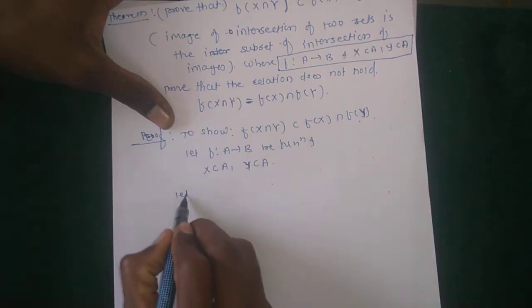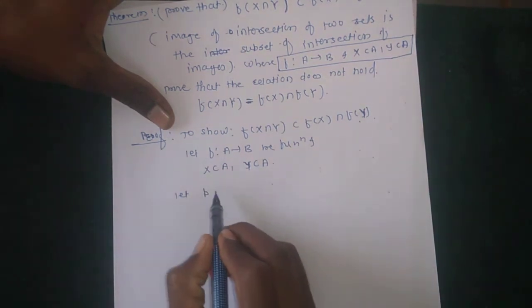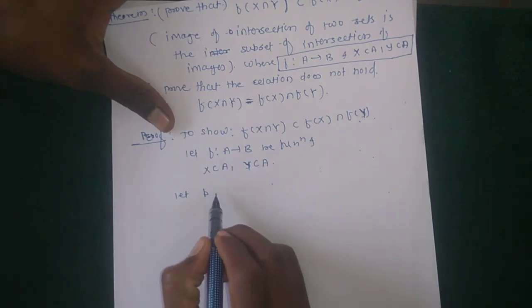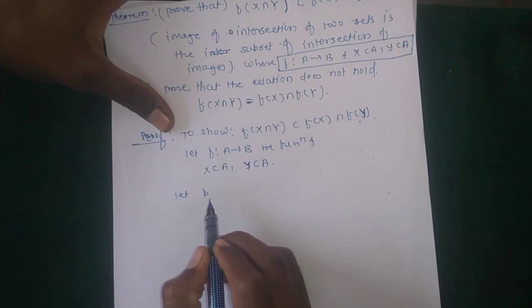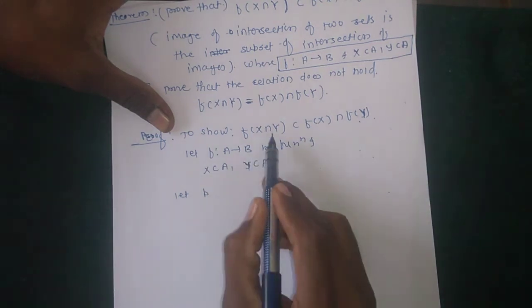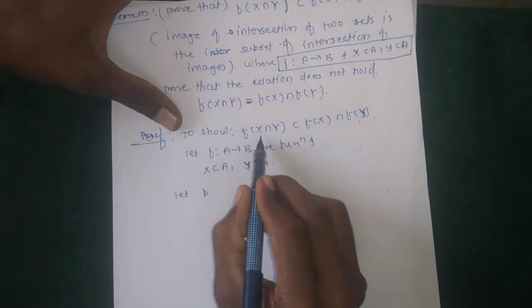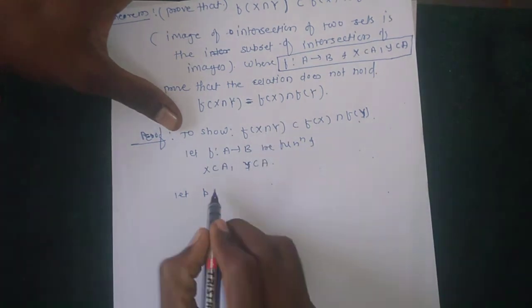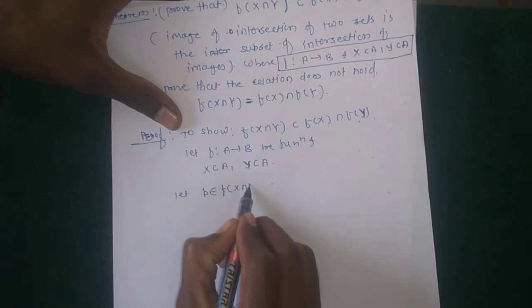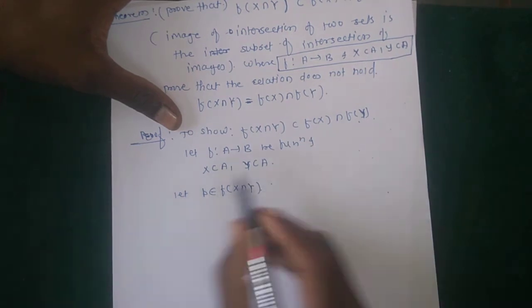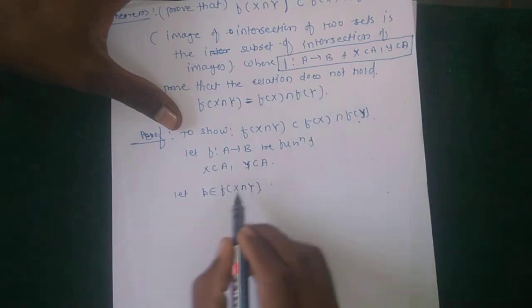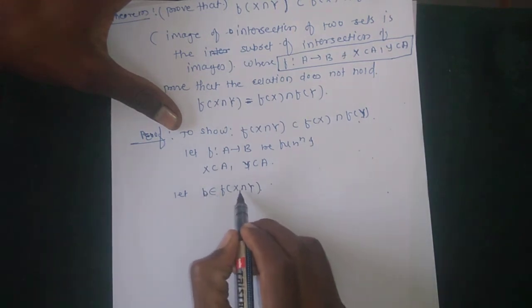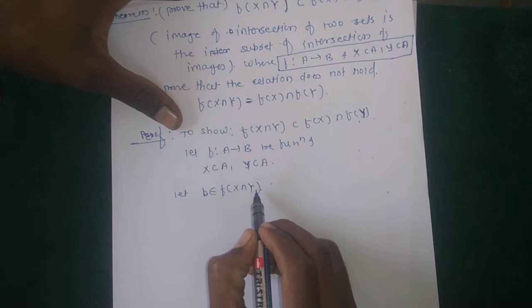Let us choose any one element from f of X intersection Y. Suppose that b belongs to f of X intersection Y, and we show that this b belongs to f of X intersection f of Y. So b belongs to the image of X intersection Y.